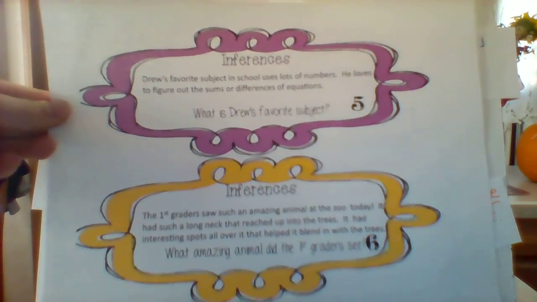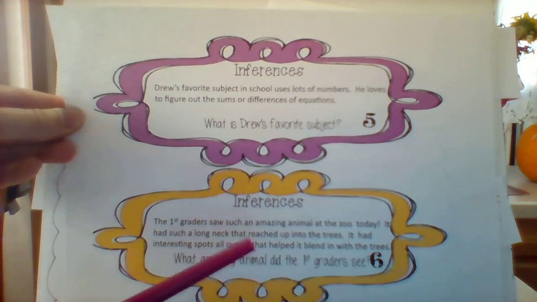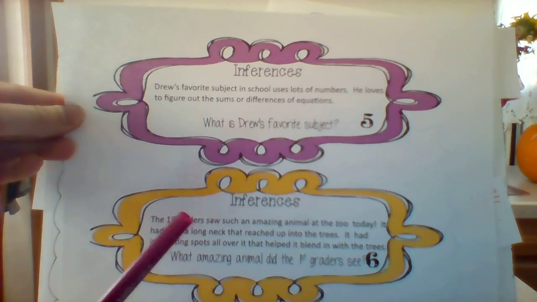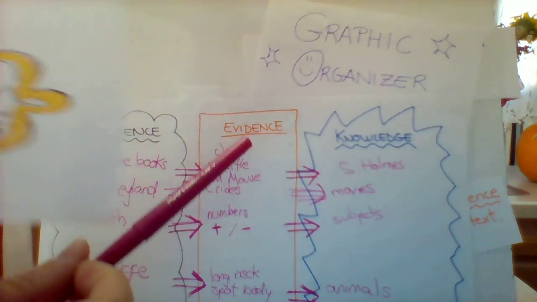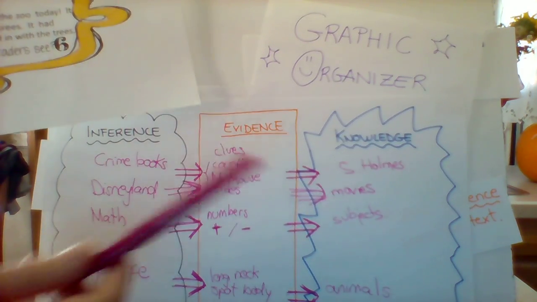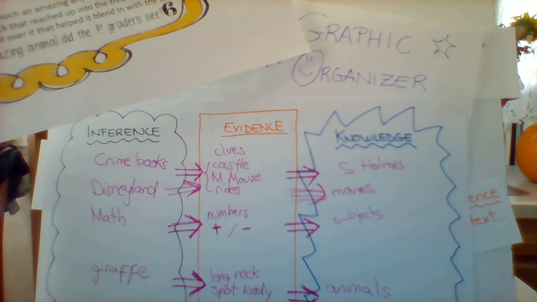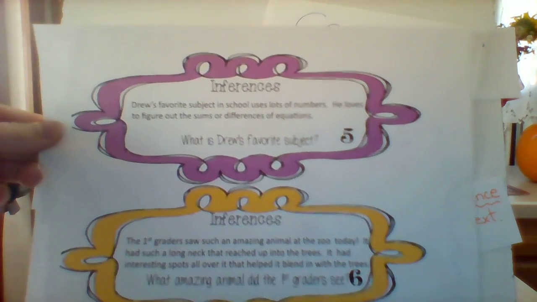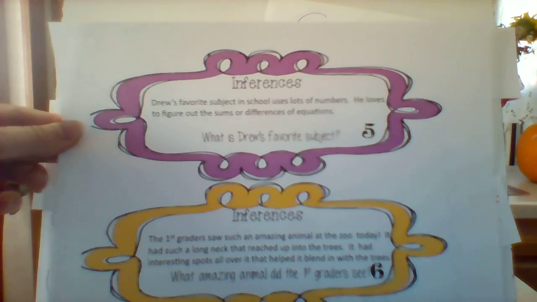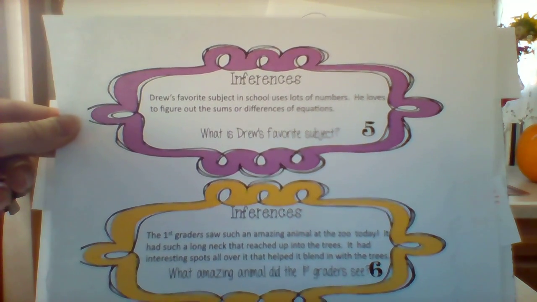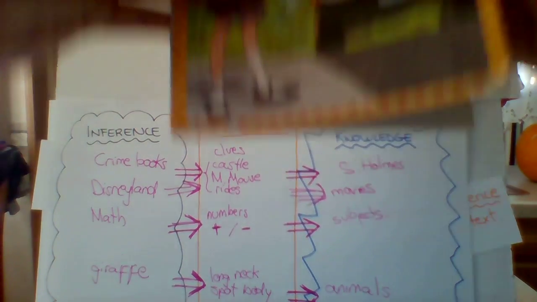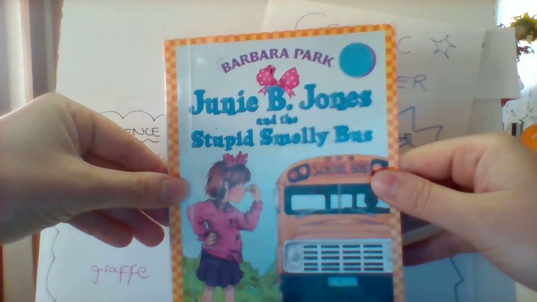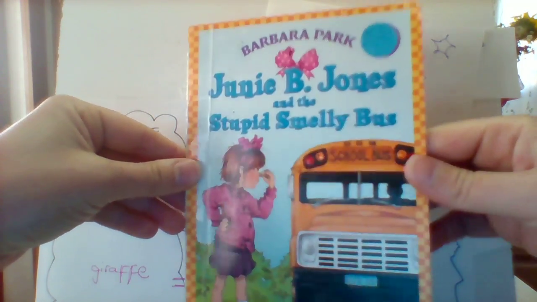And of course, this information is not in the text. My inference is not written in the text. I get to my inference by information in the text. That's my evidence and my previous knowledge. Now we've been using inference cards, but we can do inferences as well using a book, a chapter book. Now we are gonna read Johnny B. Jones and the Stupid Smelly Bus.